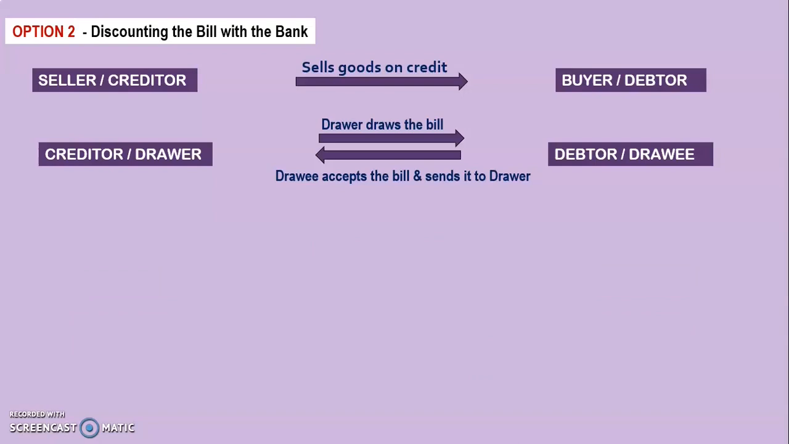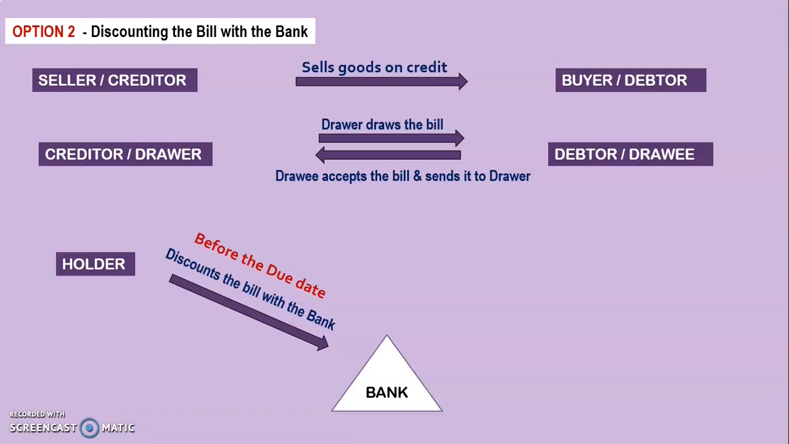Then the second option, discounting the bill with the bank. Here, after the bill is drawn and accepted, the bill is with the drawer. We know that the drawee will pay the amount of the bill on the due date, but the drawer can obtain payment from the bank before the due date by discounting the bill. So before the due date, the drawer or the holder of the bill discounts the bill with the bank and receives cash immediately. For this, the bank deducts a certain amount for services rendered, which is known as discounting charges.